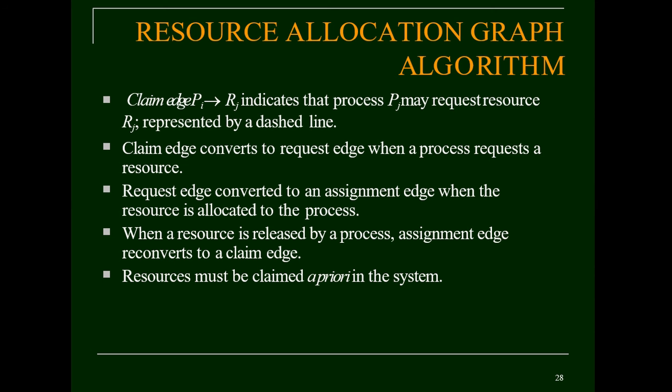So the claim edge converts to the request edge when the process requests a resource. Whenever the process requests the resource which is claimed, it is converted into the request edge. The request edge is converted to the assignment edge when the resource is allocated to the process. Whenever the resource is released by the process, the assignment edge is reconverted to the claim edge. In this way, the resource allocation graph algorithm works.